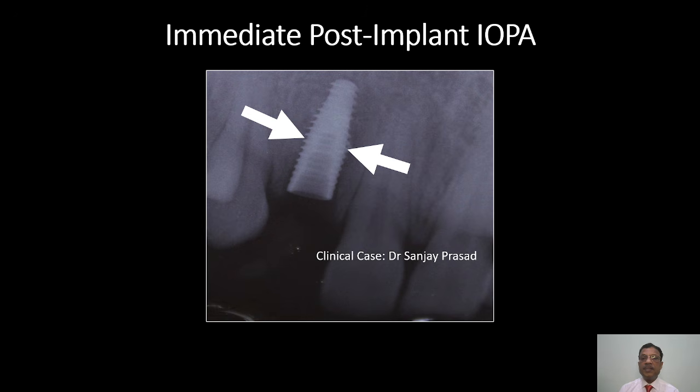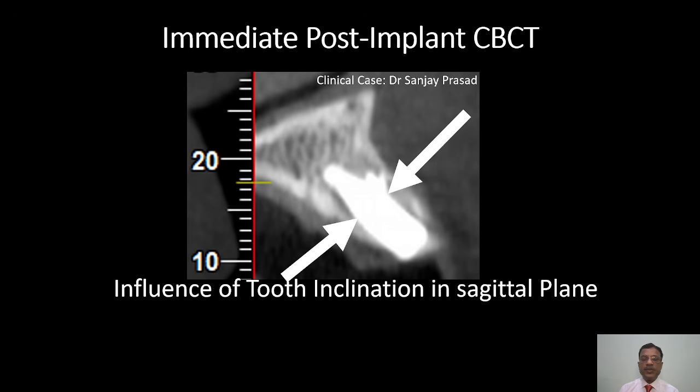Immediately post-implant, intraoral periapical X-ray helps us to determine the correct placement of the implant in relation to the adjacent tooth. We also did an immediate post-implant CBCT to ensure that the labial cortical plate is well preserved, as well as in 3-dimensional the implant is well placed.